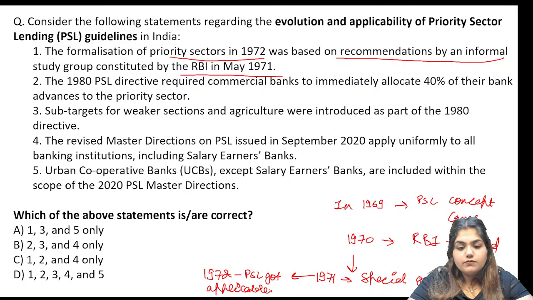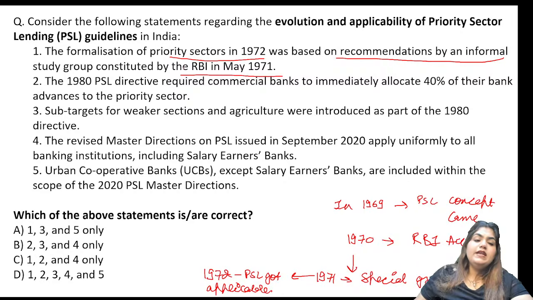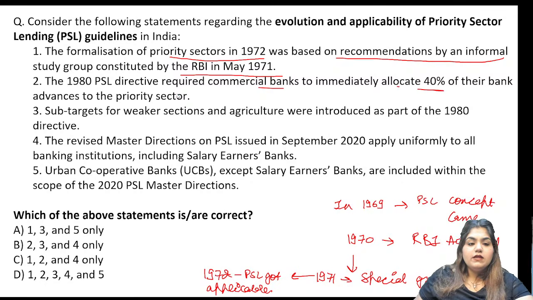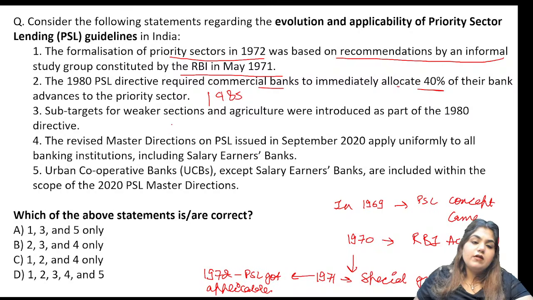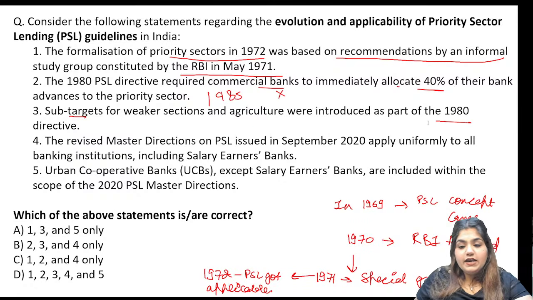Okay, this is the flow chart. In 1980, PSL required commercial banks to allocate 40%. Actually, it got recommended in 1980, but was formalized in 1985. Sub-targets for weaker sections in agriculture were introduced as part of the 1980 directives. Yes, the directives came in 1980, and they became applicable from 1985. So statements 2 and 3 are correct. Statement number 4 is incorrect.